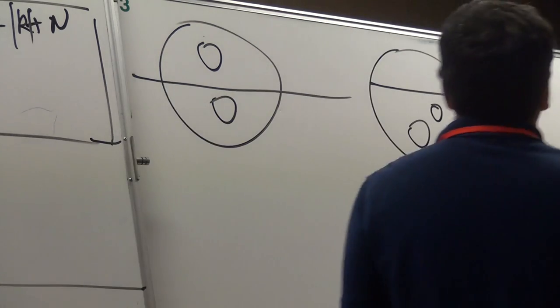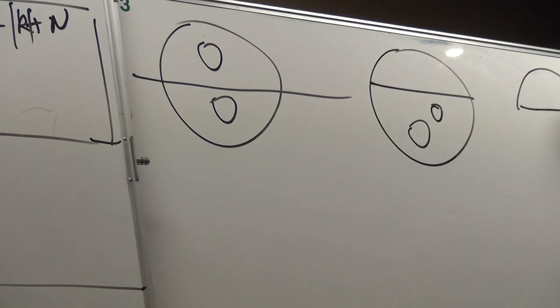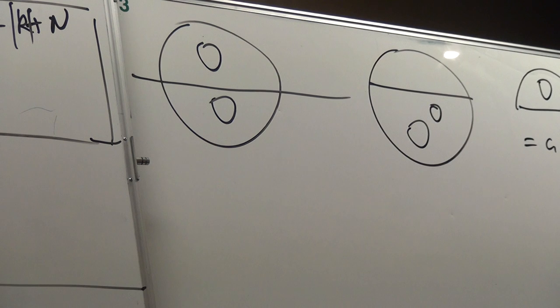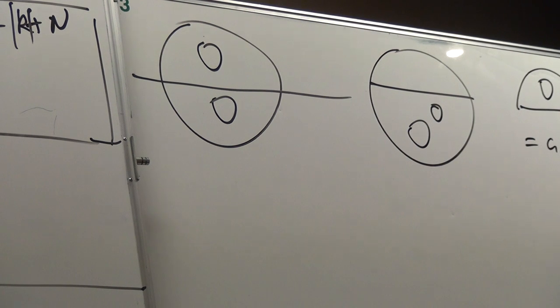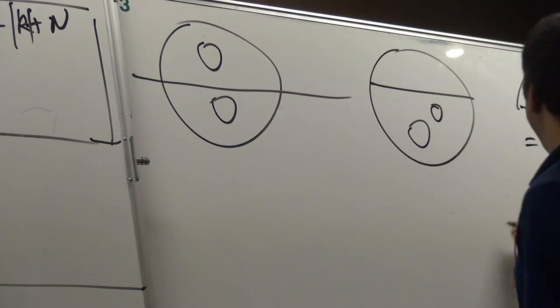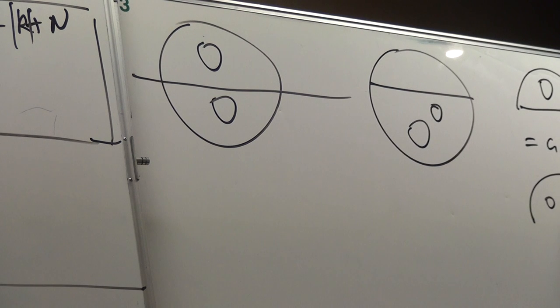Okay? So this state is equal to some C1 times 0. This state is equal to some C2 times 0.